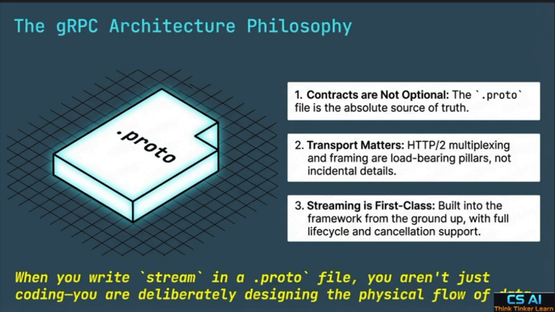The gRPC philosophy is simple. Contracts are not optional. Transport matters, and streaming is a first-class citizen. When you write stream in a .proto file, you are deliberately designing the physical flow of your data.